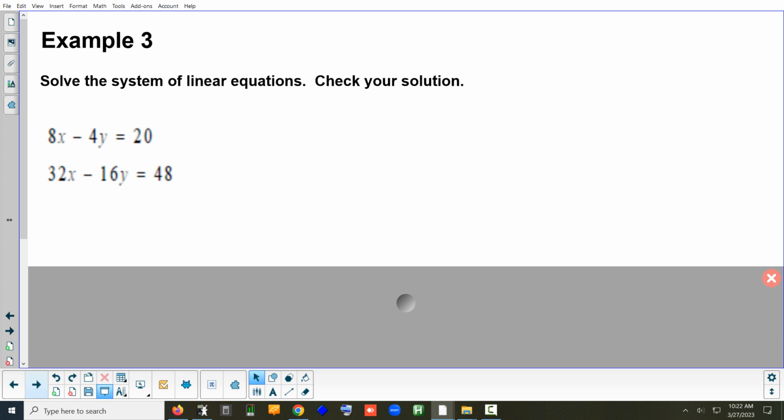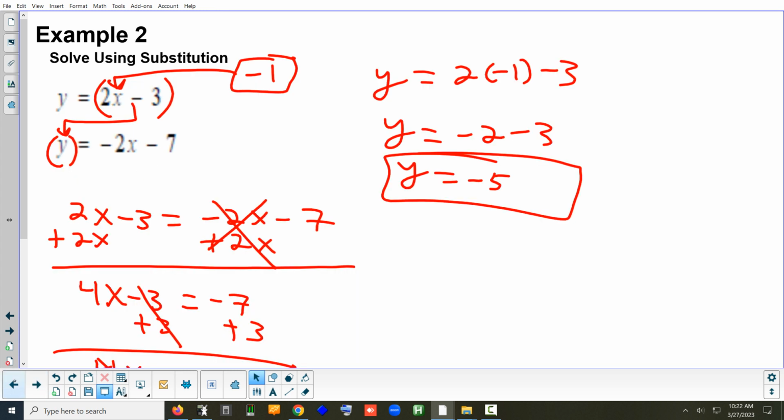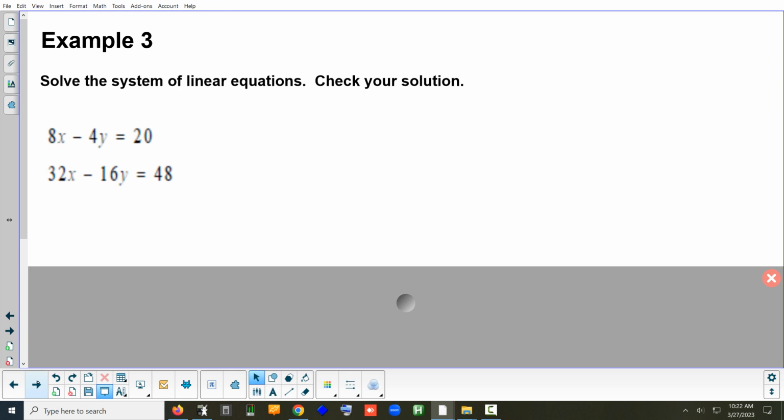Now, this is going to be a special case. But first, we want to decide on the method we're going to use. Do we have a letter by itself on one side? Tirza, do we have a letter by itself on one side? No, we don't have a problem like this. Since we don't have a letter by itself, we're not doing substitution, and we're not doing graph.